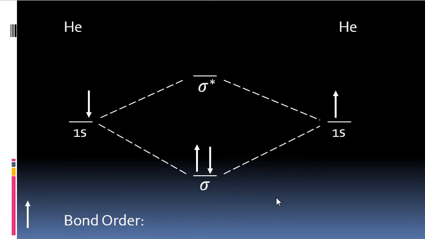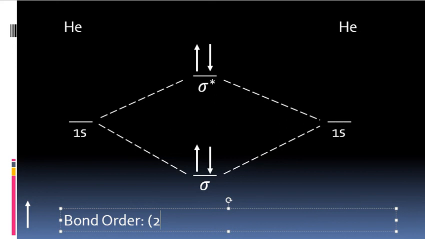And now that there are 2 electrons already in that orbital, we will work up toward the anti-bonding orbital. And we still have 2 electrons left over. Therefore, we can use those to completely fill the sigma anti-bonding orbital. In this situation, we have 2 bonding electrons from the sigma bonding orbital, and we have 2 anti-bonding electrons from the sigma anti-bonding orbital. Therefore, 2 minus 2 is 0, divided by 2 is going to be 0.